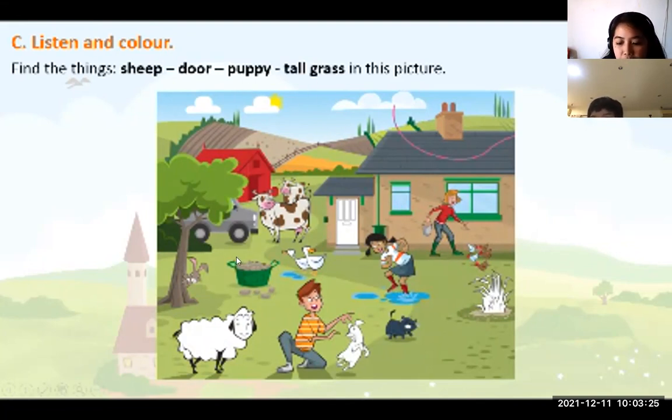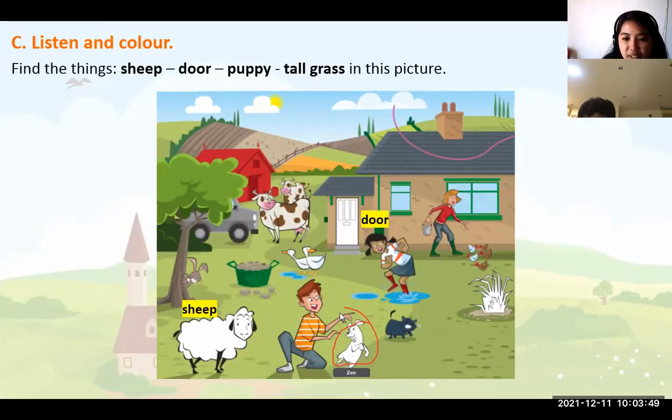So where are the sheep? Where is the sheep? Here. There. Okay, how about the door? Can you see the door? There in the barrel. Yeah. So how about the puppy? Where is the puppy then? Here. Very good. So that is a puppy. And how about the grass? Can you see the tall grass in this picture? Where is it?